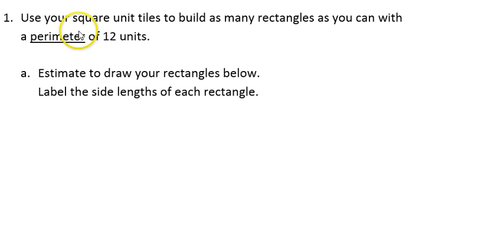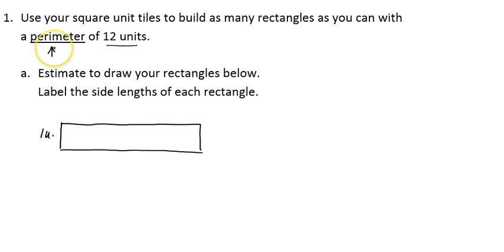A reminder that perimeter is the distance around a shape. So we need perimeters of 12 units. I'm going to start with the smallest width I can, a width of 1 unit. And I'm going to draw a rectangle that would have a perimeter of 12 units, knowing that the width is only 1. Well, if this side is 1 unit, then the opposite side also has to be 1 unit.